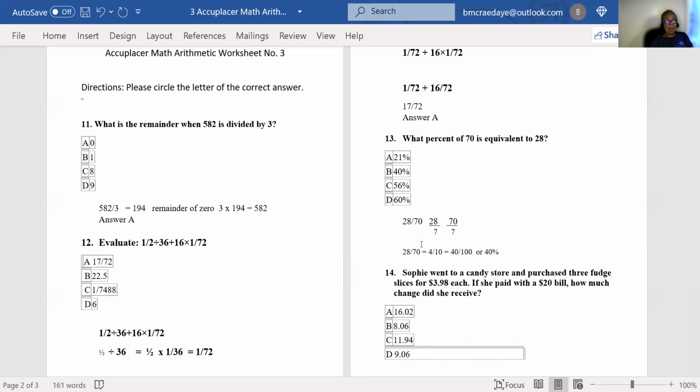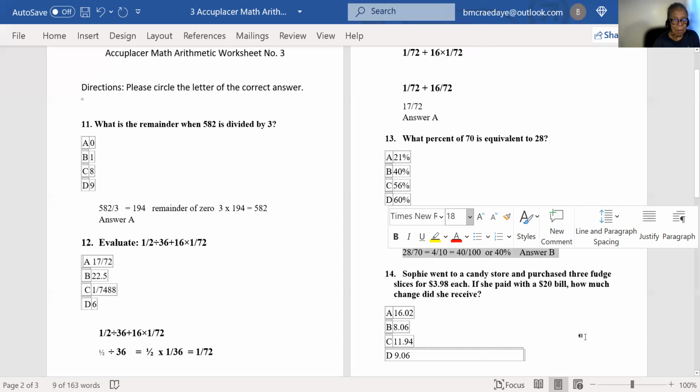because percent is the ratio of a number to 100. So 28/70: 28 divided by 7 is 4. 70 divided by 7 is 10. So 28 over 70 is 4 over 10, which is 40 over 100. And to get our answer, which is in percent, we get what? 40%. So answer is B, 40%. Okay, let's make that a little bigger.